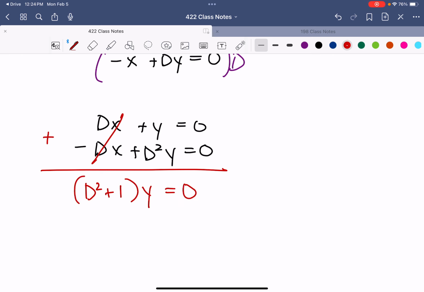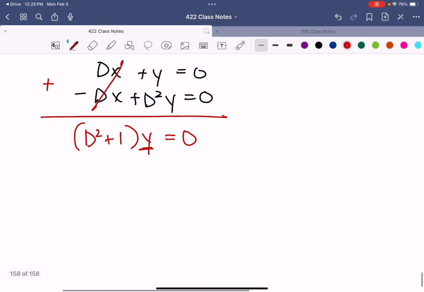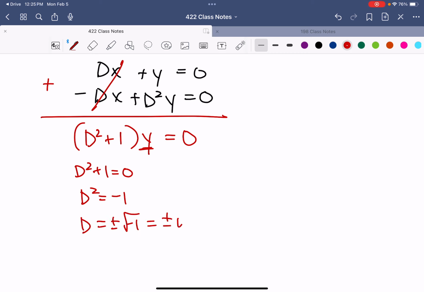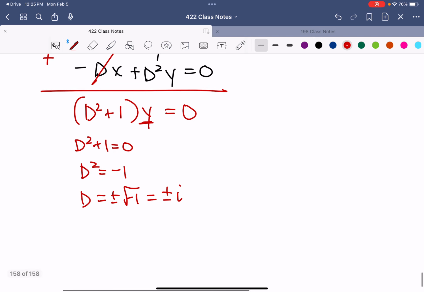Now at this stage, we are solving for y. That's the variable that's here. And we don't want our y to be exclusively 0. So that means we want the D squared plus 1 to be equal to 0. And this is just like solving the characteristic equation for your higher order equations. So we're going to go ahead and solve for this. So this becomes D squared equals negative 1 and D equals plus or minus root negative 1, which is your plus or minus i.